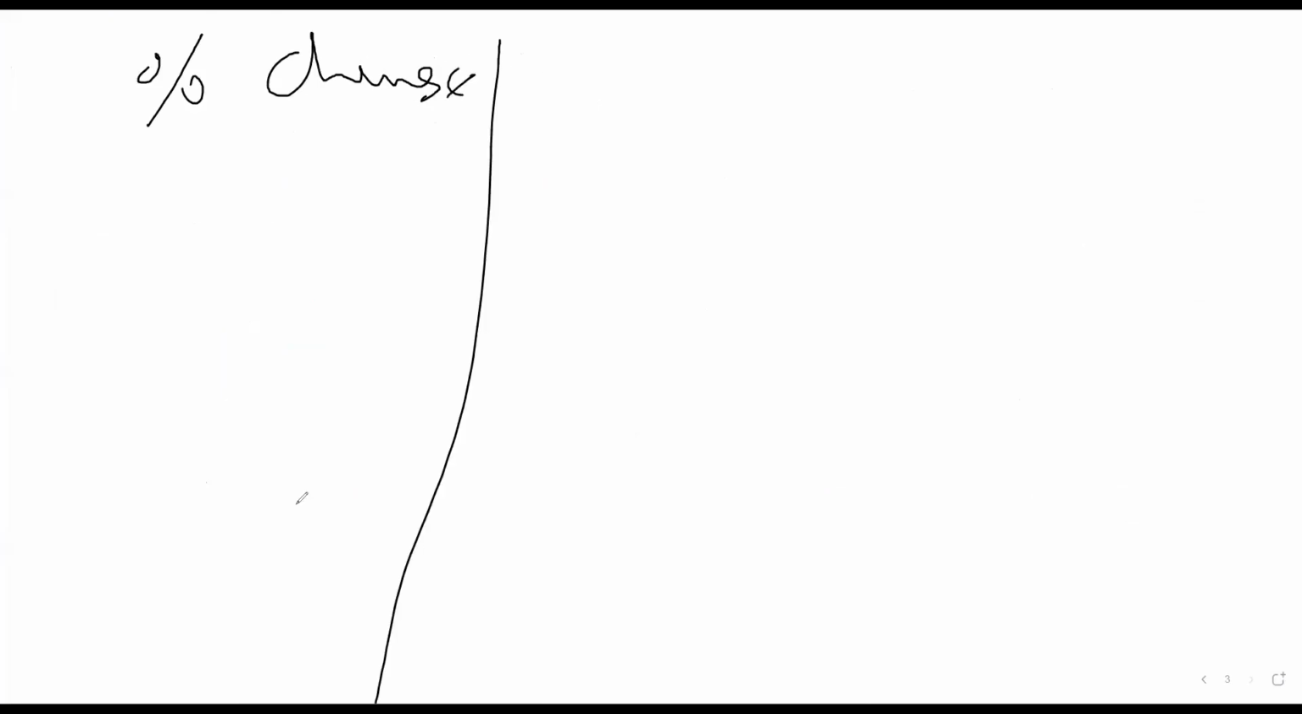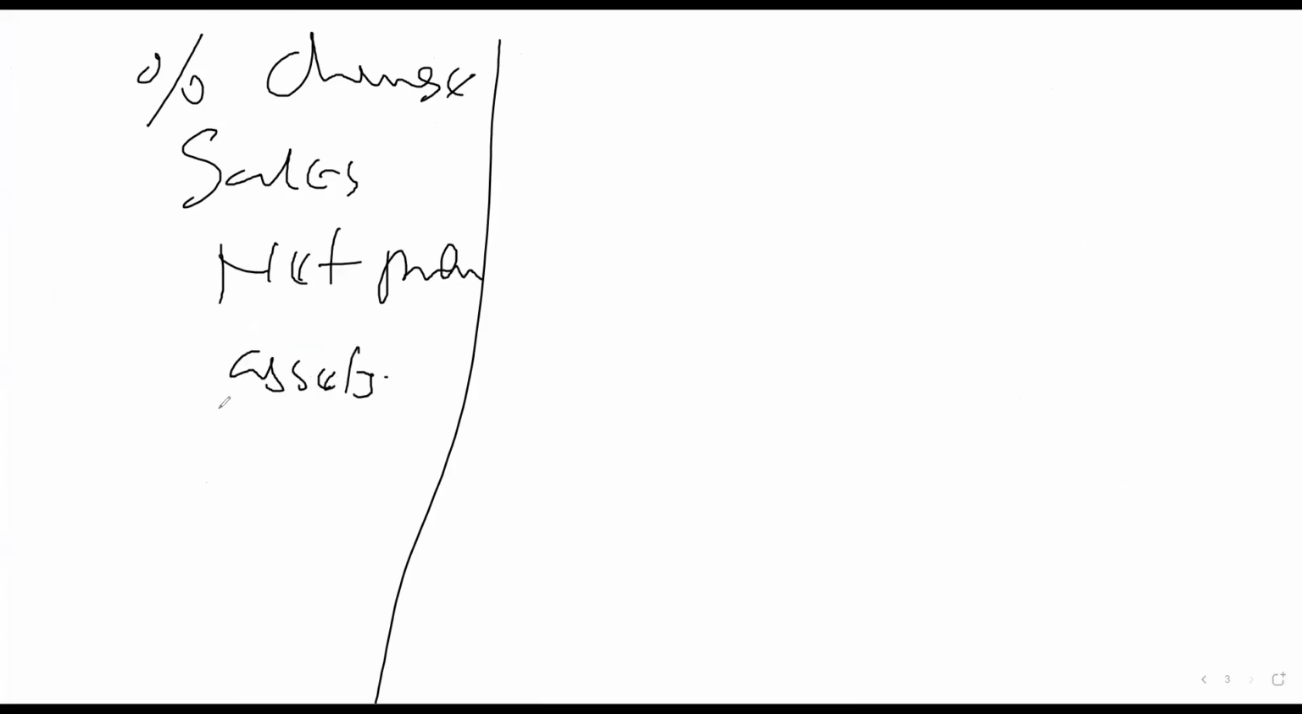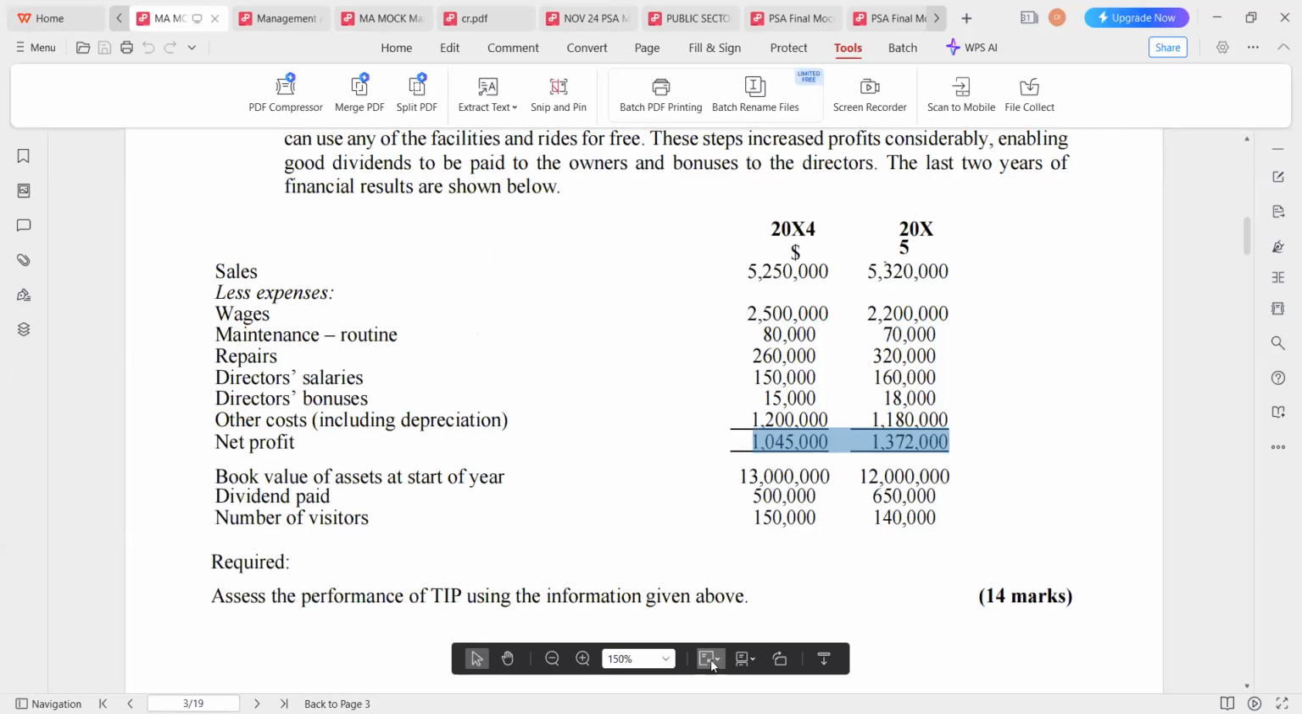That one doesn't show any formula. Percentage change in sales, percentage change in net profits, percentage change in assets. Then that's all. So basically, that's all.